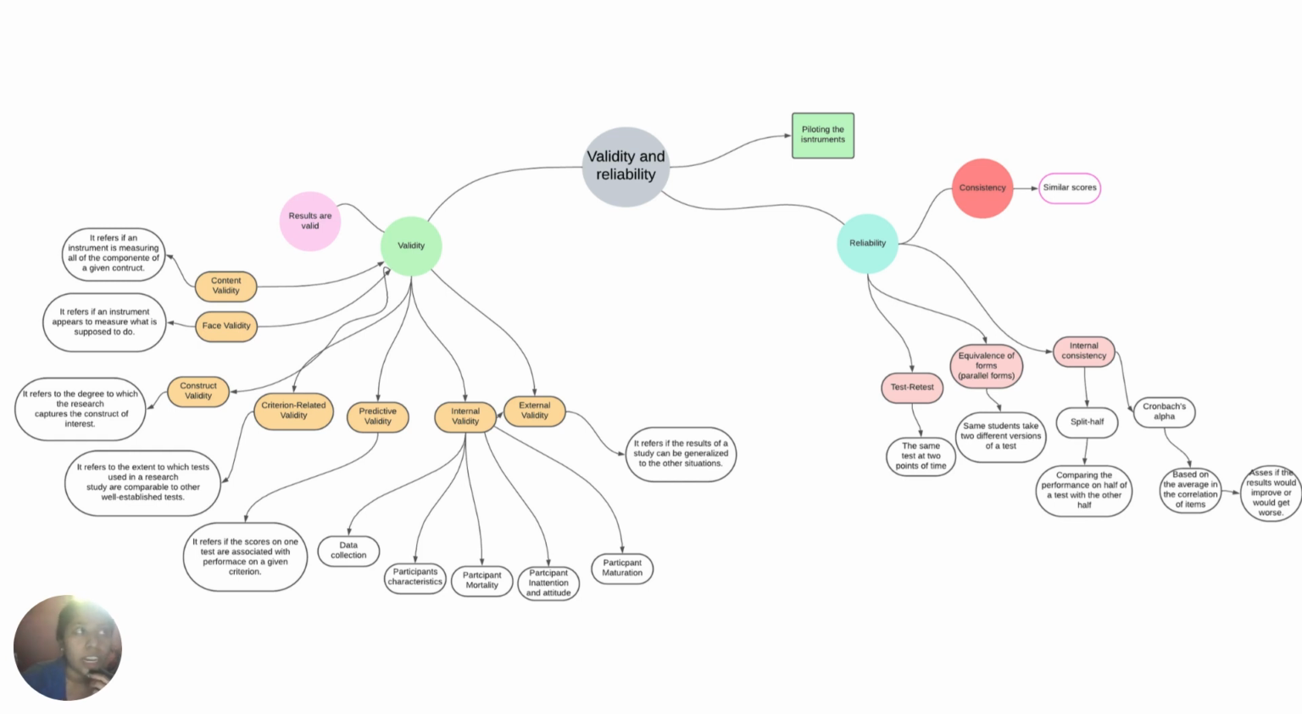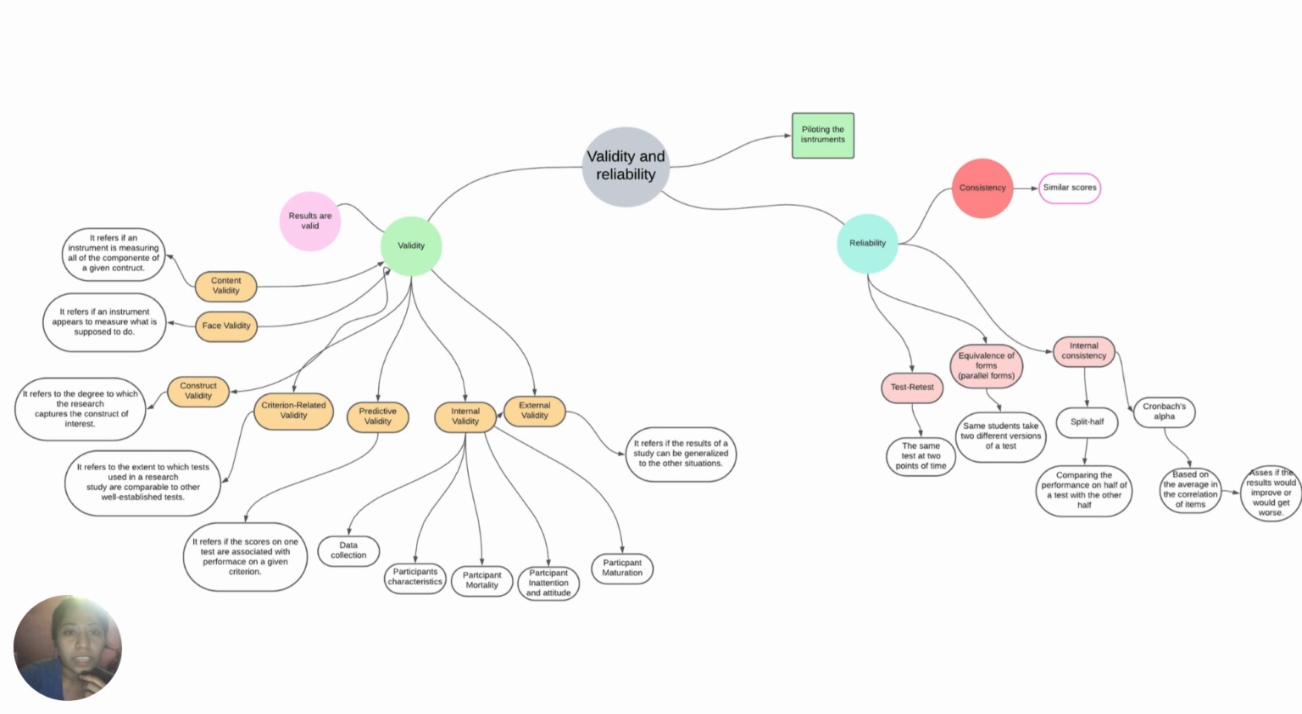And external validity refers to whether the results of the study can be generalized to other situations. If we can use our instrument not just for our potential participants and in our study, but in the real world, in a different situation with different participants in a different setting, external validity has to do with that.